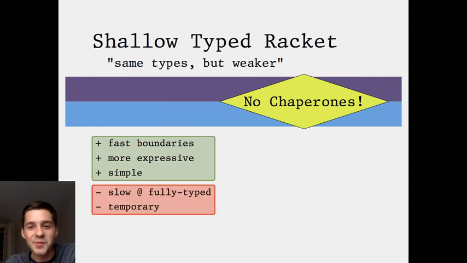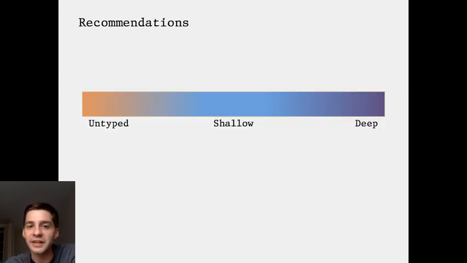Right, shallow Typed Racket: no chaperones, no higher-order contracts. Leads to some great benefits, but it also has some drawbacks. So with that in mind, I want to conclude with some recommendations for when we use shallow and when we use deep, now that we have this three-point design space.